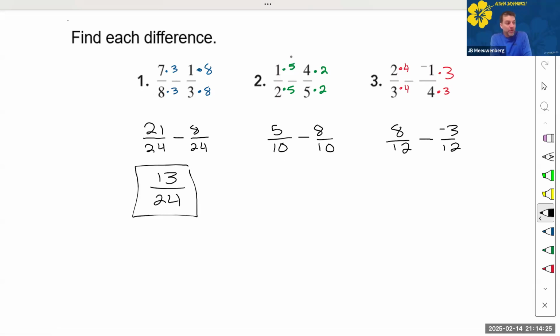For the second one, I multiplied by 5 and by 2 to get 5/10 minus 8/10, which is -3/10. That's okay, we can have a negative number. Fractions can be negative too.